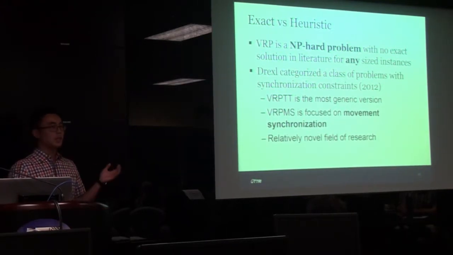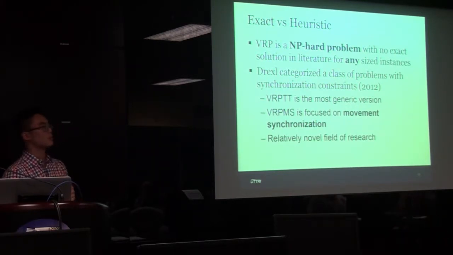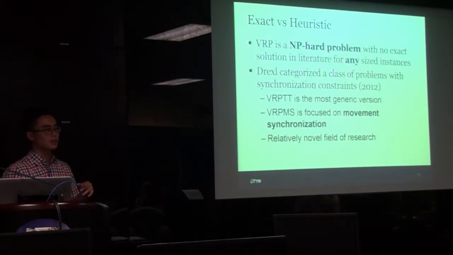He categorized a special subset of problems in VRP that deals with synchronization constraints. And this is really relevant because the problem that I'm proposing today is called VRP with movement synchronization. So it synchronizes based on movement. But there's a very generic problem called VRPTT, which is vehicle routing problem with trailers and transshipment. It stemmed from, I think, delivering milk between farmers, warehouses, and depots. And they had 4 different types of vehicles.